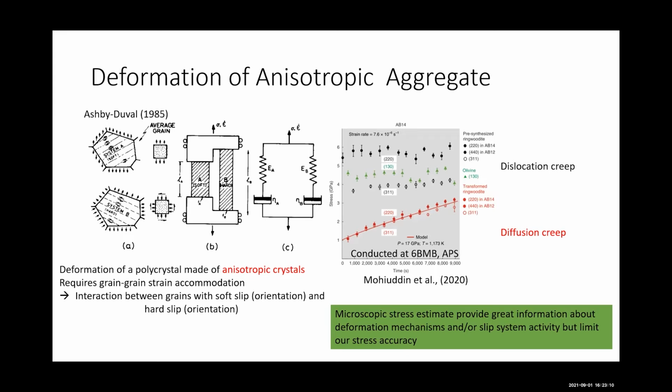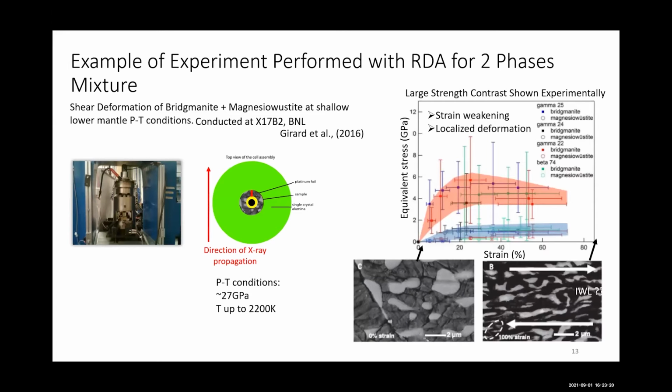aggregate, but it could also be limiting when you're in dislocation creep and you're trying to estimate accurately the stresses applied on your sample. So this is just an example of another experiment performed in RDA on a two-phase mixture. This is when we deformed the mixture of bridgmanite and magnesiowüstite using the RDA, and actually it was NSLS1.